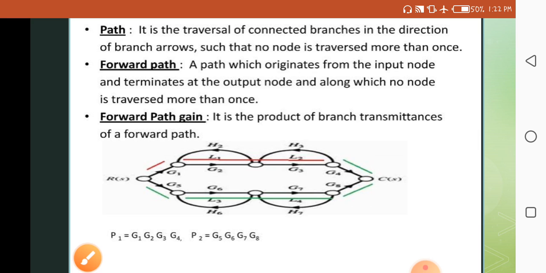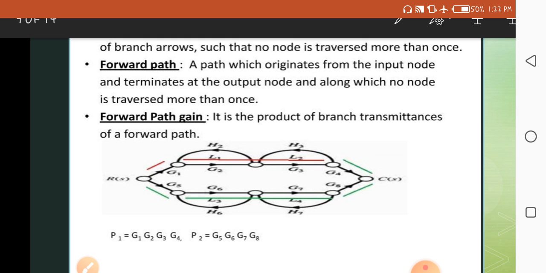Now the question that arises in our mind is, what is forward path gain? The forward path gain is the product of branch transmittances of a forward path. So basically the transmittance between the starting point and the ending point is represented by a gain. So these are the forward path gains.